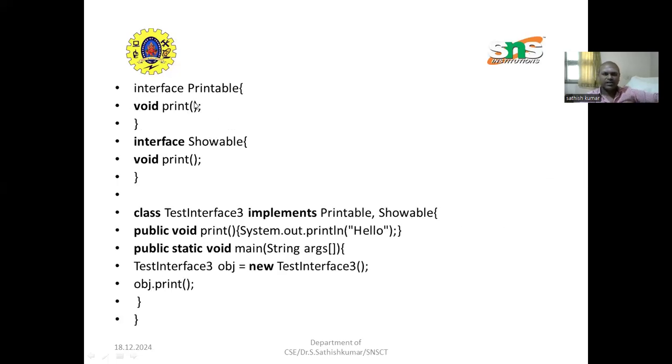So here is interface Printable, void print, and interface Showable, void print. Class TestInterface3 implements Printable, Showable, with public void print, System.out.println of hello. Then public static void main of String args, TestInterface3 obj equal to new TestInterface3, obj.print.